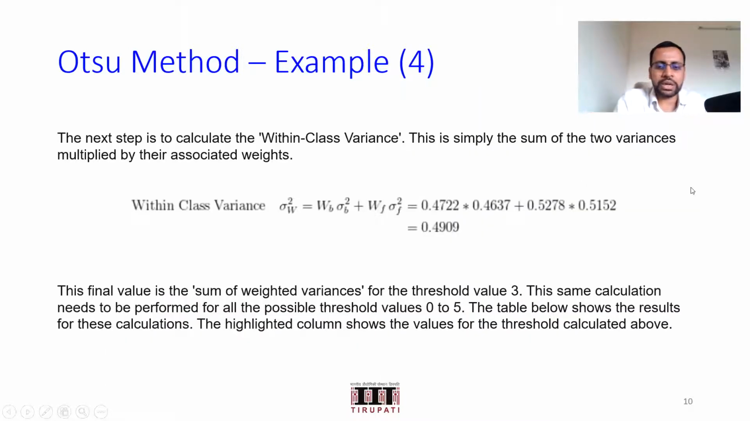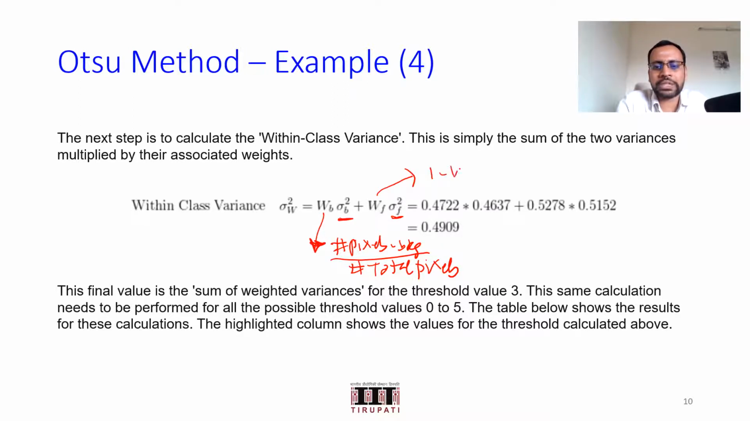Say here, I take sigma b square, sigma f square. Weight for b, WB, is the number of pixels belonging to the background divided by the total number of pixels. And of course, then WF will be equal to 1 minus WB. That's the proportion. So 1 minus WB, sigma B square and sigma F square.